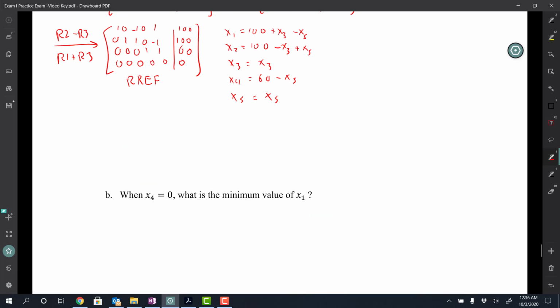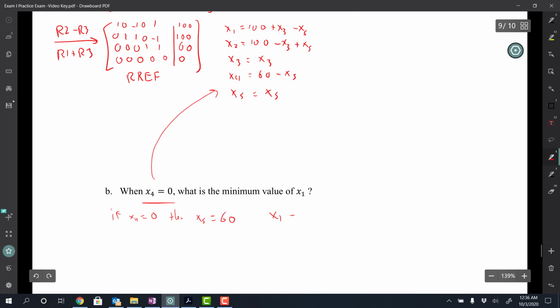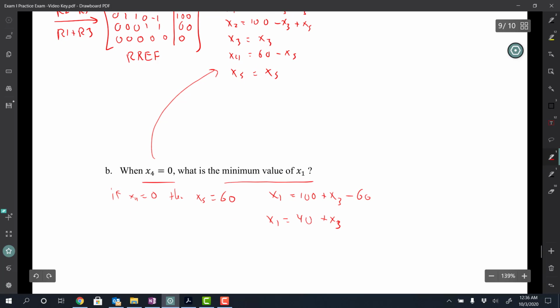Part B says when x4 is equal to 0, what is the minimum value of x1? So when x4 equals 0, since x4 is equal to 60 minus x5, that would tell me that x5 must equal 60. Now because x1 is equal to 100 plus x3 minus x5, so minus 60, that tells me x1 is equal to 40 plus x3. And we're looking for the minimum value of x1.